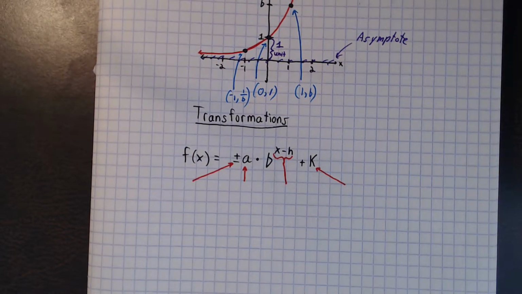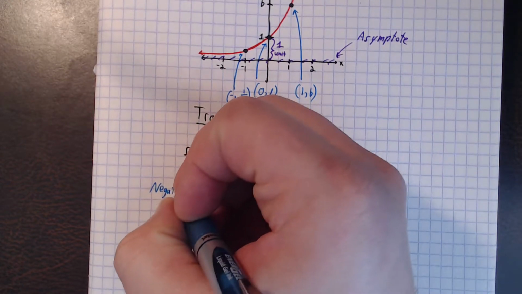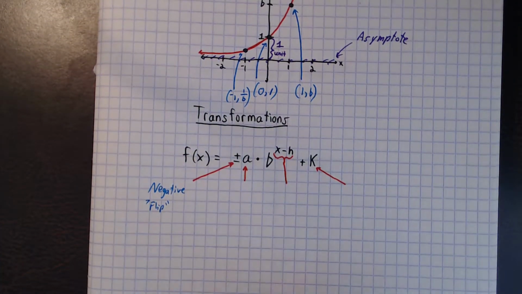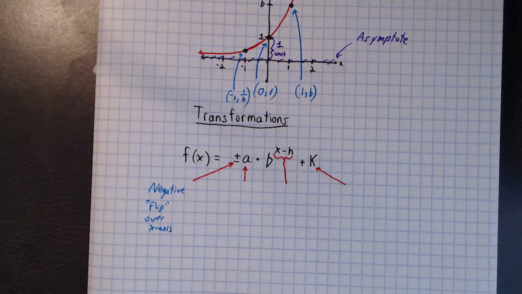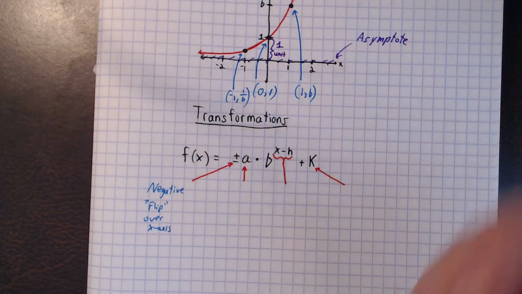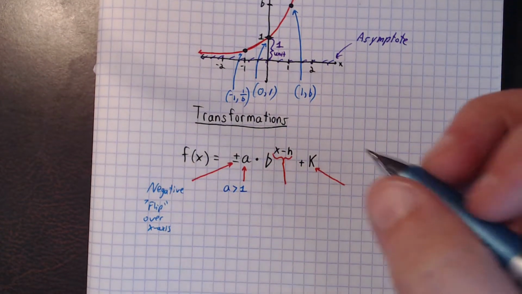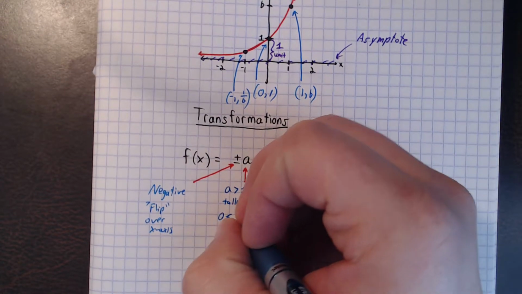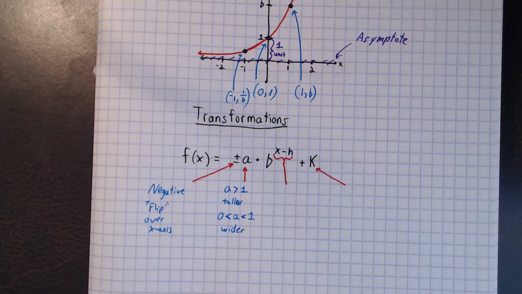Transformations for exponentials are pretty much the same as usual. First we have the plus or minus, which if we have a negative, it's going to flip. And just like all the other functions, it'll be over the x-axis. Then we have right here our a value, some sort of multiplier, and what usually happens is if our a value is greater than 1, we would think of it as getting taller, and if our a value is in between 0 and 1, we'd think of it as getting wider or shorter.